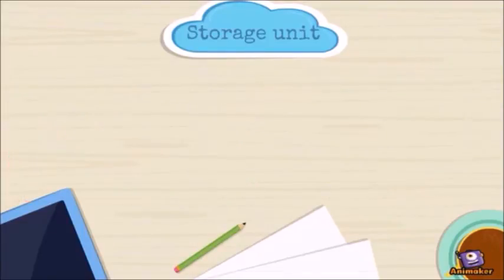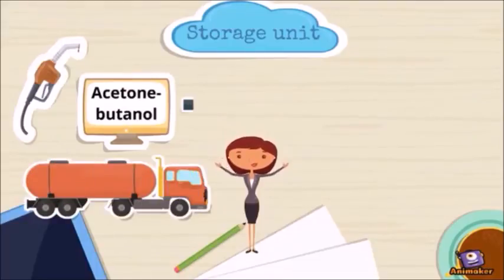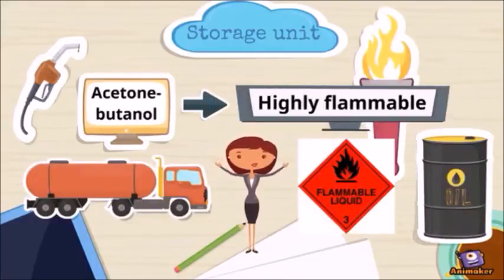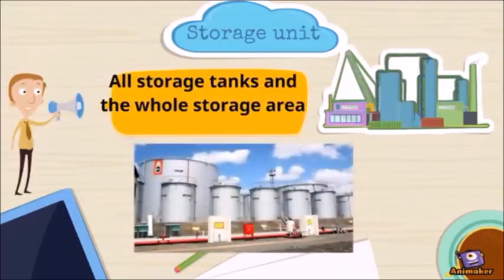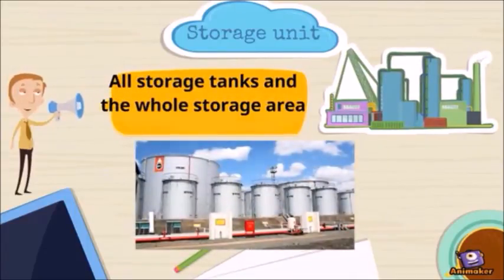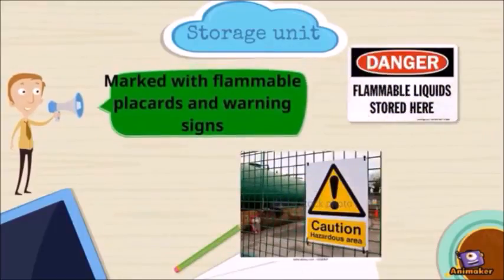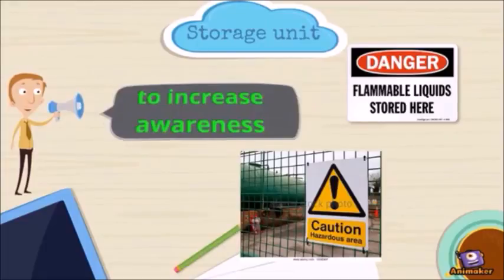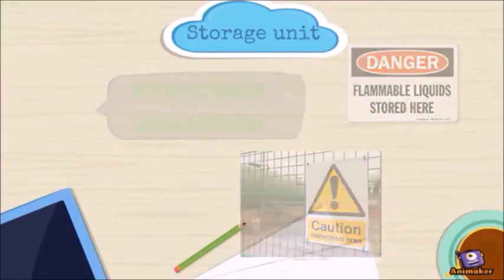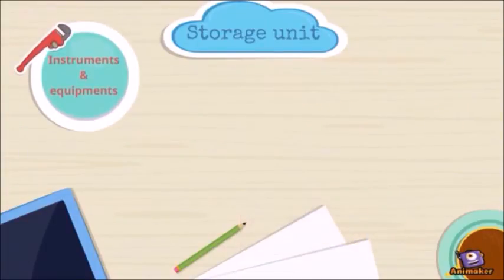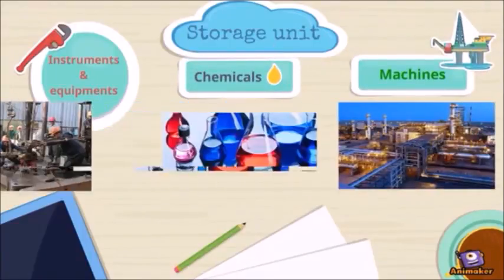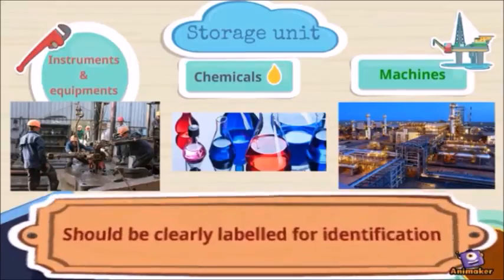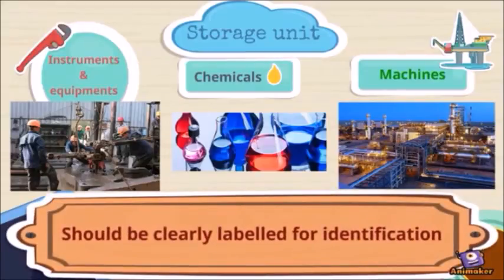We all know that acetone-butanol is a highly flammable substance. Therefore, all the storage tanks and the whole storage area should be marked with flammable placards and warning signs to increase awareness. All instruments and equipment, chemicals, and machines within the storage area should be clearly labeled for identification.